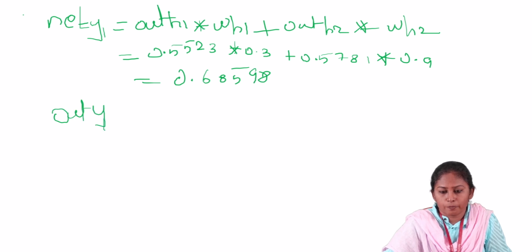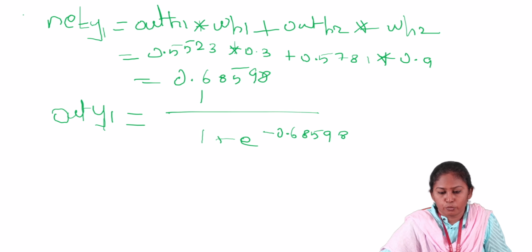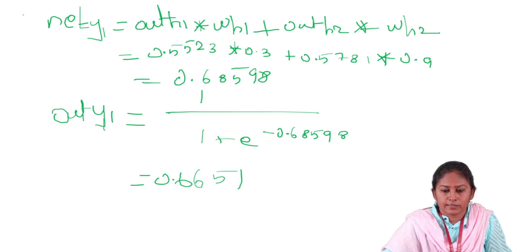So out Y1 is equal to 1 divided by 1 plus e to the power minus 0.68598. Okay, so the output is nothing but 0.6651.